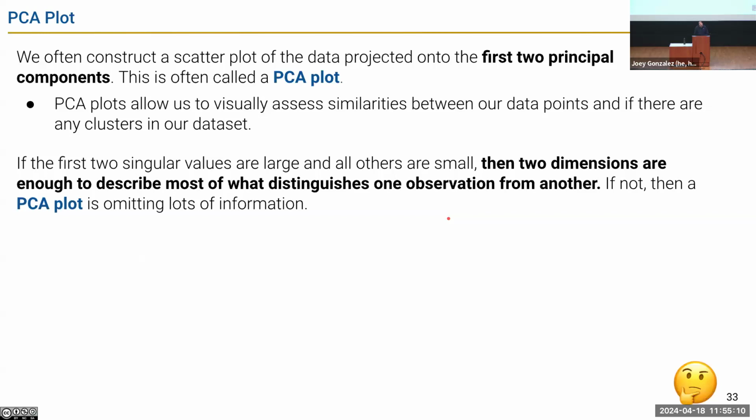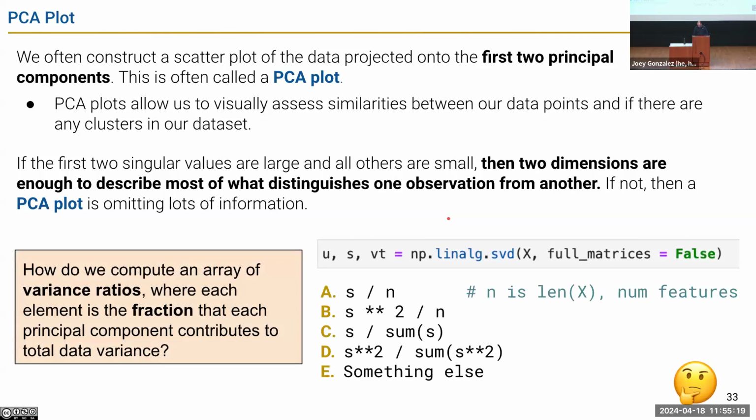As I said before, if we need more than two dimensions, it may no longer be a good representation of our data. So we might be omitting a lot of information.